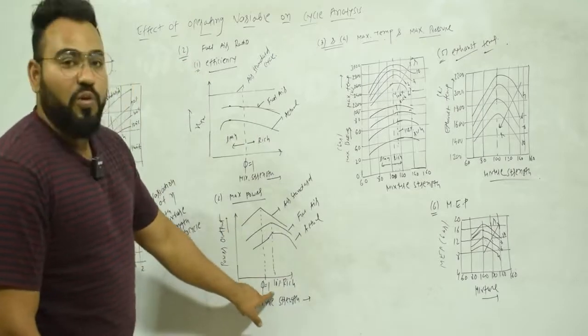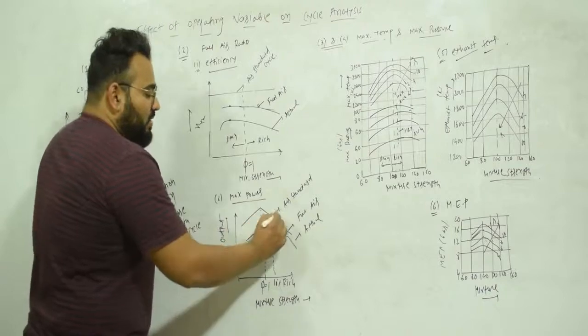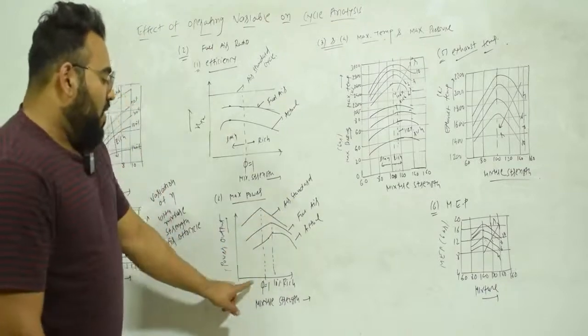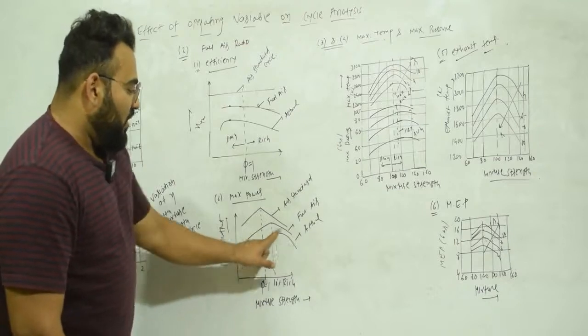That is why phi is equal to 1 over here, so that we already know. Okay, so that is why the air standard cycle is something like this. Now you can see that for the fuel air cycle, and here you can see that for the actual cycle.